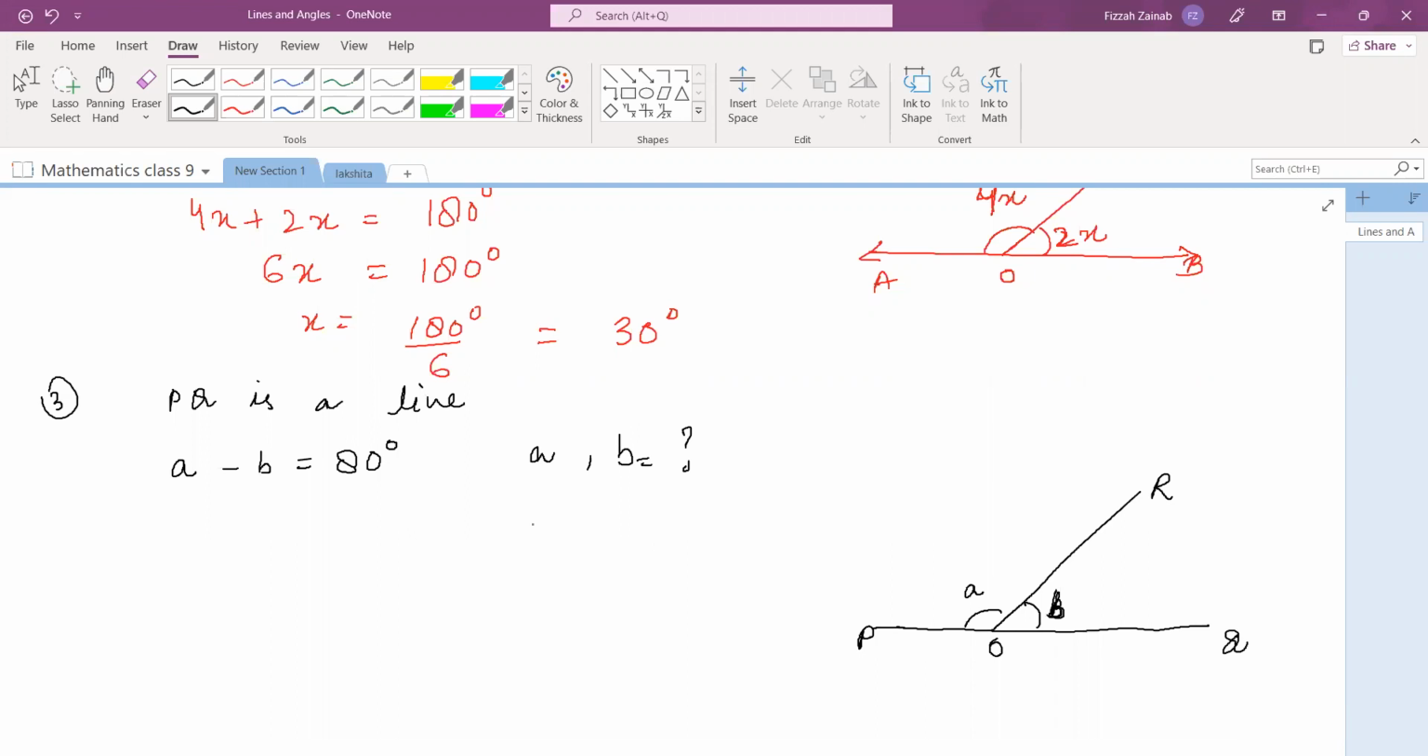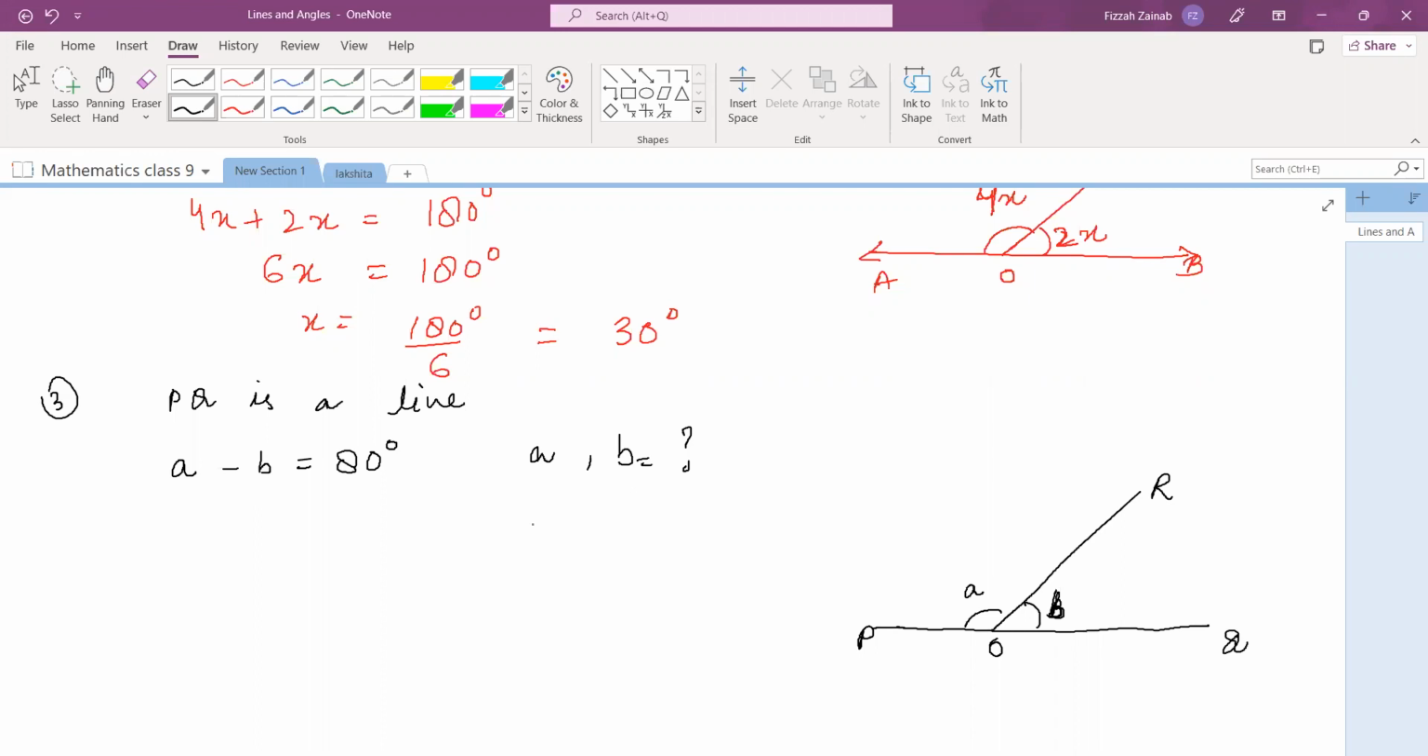Can you do it? No. Yes, Zainab, can you do it? No. See, at least you should try to approach the problem, all three of you, right?